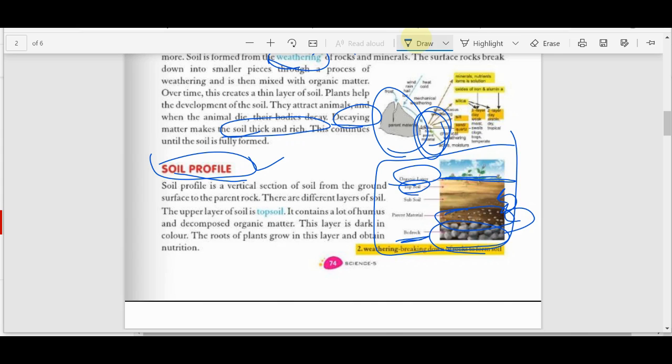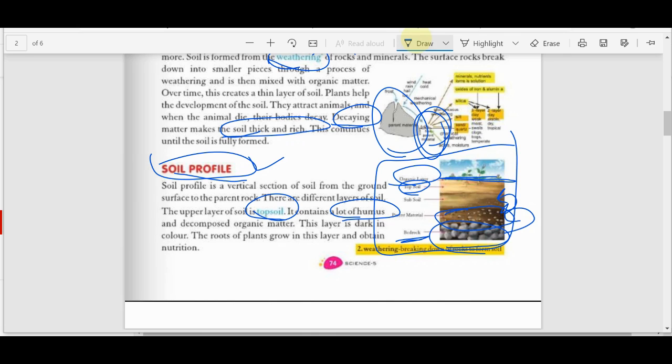You have to remember the upper layer of the topsoil contains a lot of humidity, a lot of minerals, a lot of organic compounds, which are essential to grow any plant. Plants require minerals, food, humidity, everything. So definitely they will be contained in the topsoil. So we can say the topsoil provides all kinds of nutrition to plants.